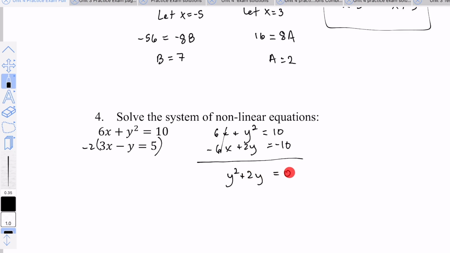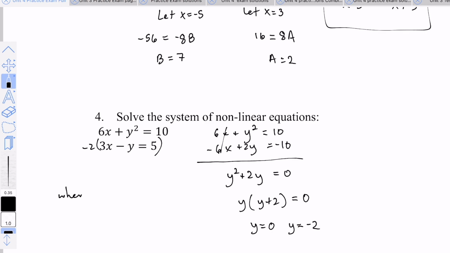If this were a value other than 0, like 6 or something, we would subtract the 6 over and then factor. Since we have two terms, it already equals 0. I'm just going to factor out a y. And then we have y equals 0 and y equals -2. So what we need to do now is solve for x for each separate y value.